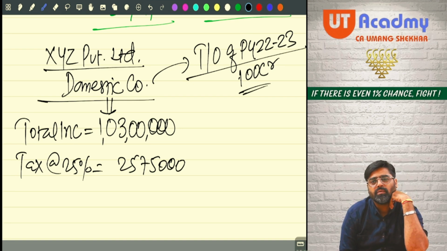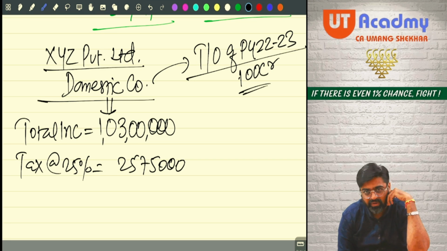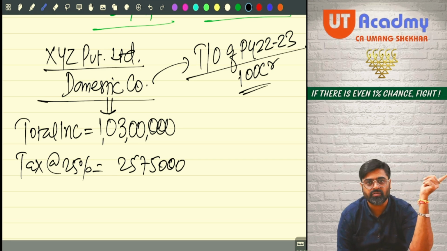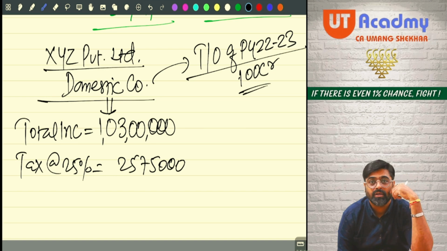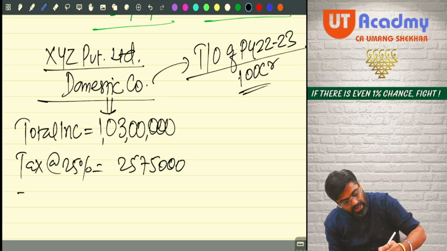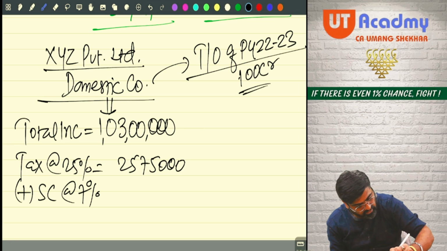Now, is this company liable to pay surcharge? Yes. And what is the rate of surcharge for companies? You will apply 10%, or 15%, or the company's rate of surcharge you will apply here. The rate of surcharge for the company was 7% if the company is a domestic company and its total income exceeds 1 crore. Yes or no? So will you apply 7%? Yes. So add surcharge at the rate of 7%.